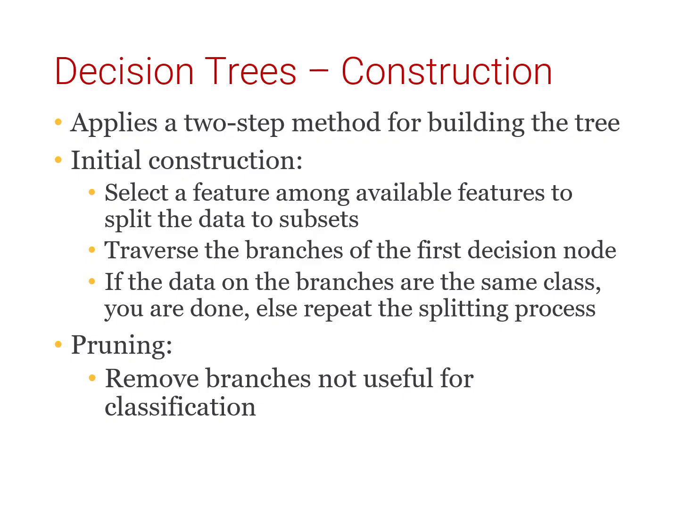Pre-pruning involves setting stopping criteria during the initial construction phase to prevent the tree from growing too deep. This can include setting a maximum depth, a minimum number of samples per leaf, or a threshold for the impurity measure.